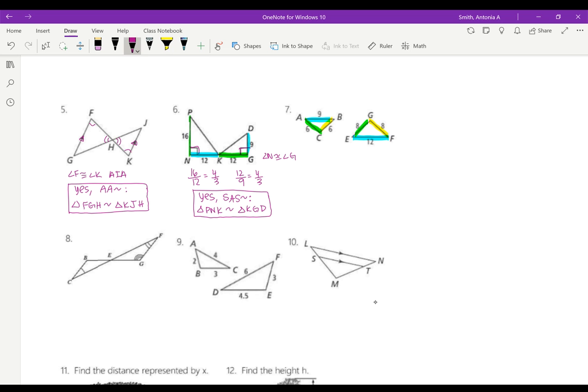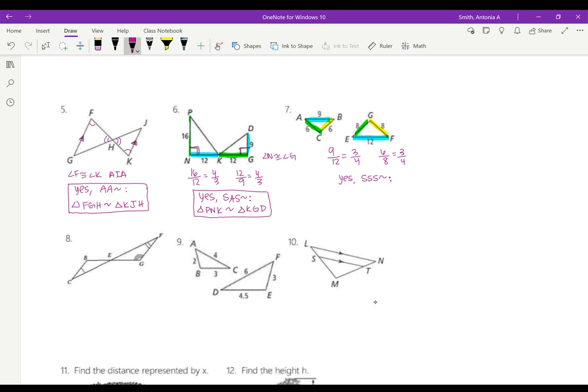We have 9 to 12. And then I'm only going to write this once because they're both the same. 6 to 8. So 9 to 12, if I divide them both by 3, we get 3/4. Divide these both by 2, I get 3/4. Okay, all of the sides are proportional. So yes, these are similar by side, side, side similarity.